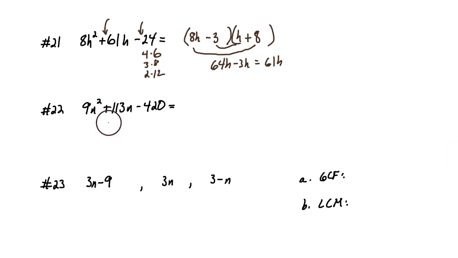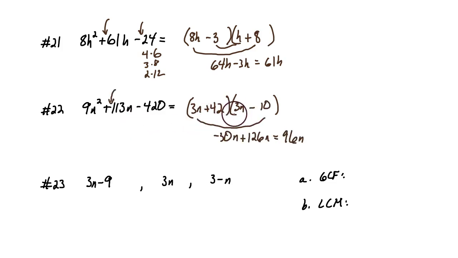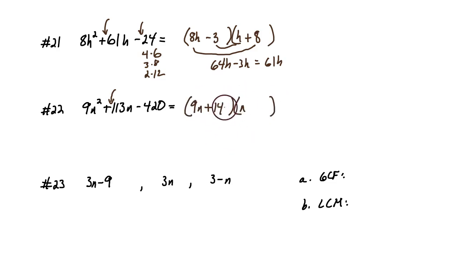Number 22 is another trinomial. So let's try FOIL. To make 9n squared, it could be 3n times 3n, or it could be 9n times 1n. I'm worried that using the 3n and the 3n isn't going to ever get me to the 113n. Maybe I should have used 9n times 1n. Let's erase this and try again.